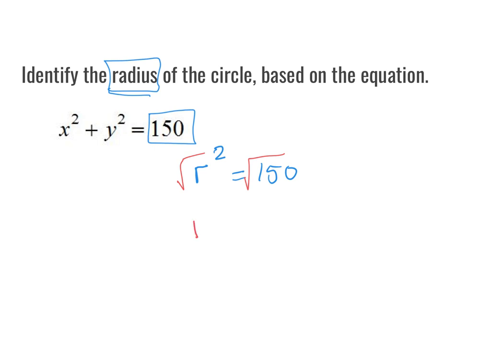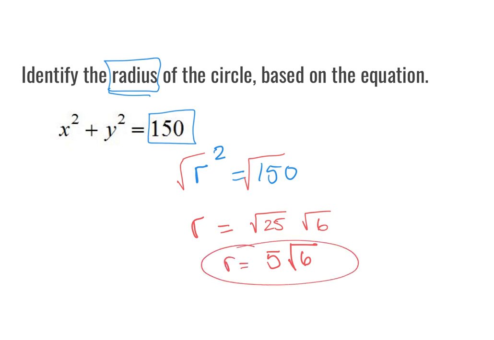So what is the square root of 150? Well, we need to go back and recall our simplifying radicals, and I'm going to multiply by 2 perfect squares. So I'm going to split this up into 25 and 6 because 25 times 6 gives me 150. The square root of 25 is 5. Square root of 6 is just some decimal. So my radius would be this.